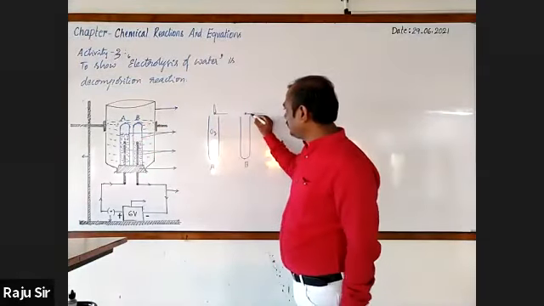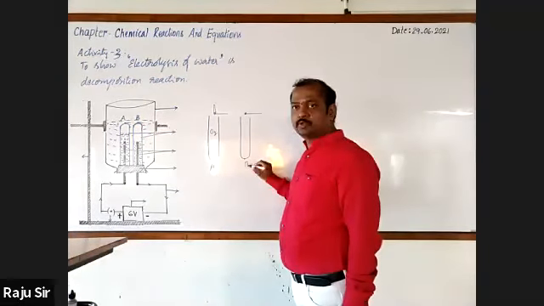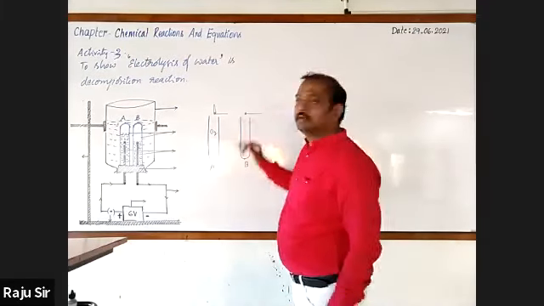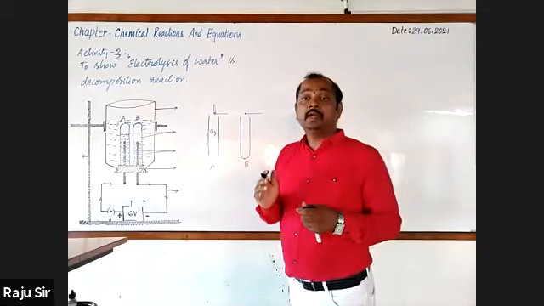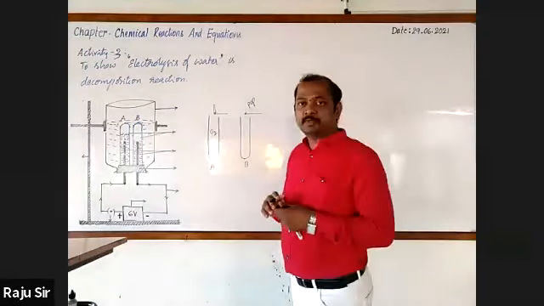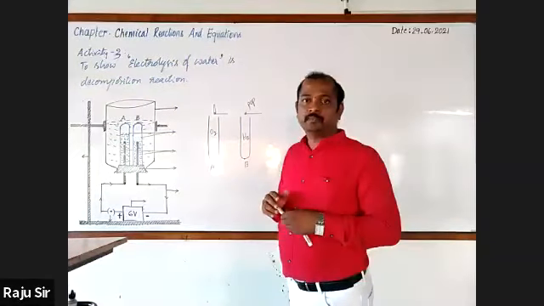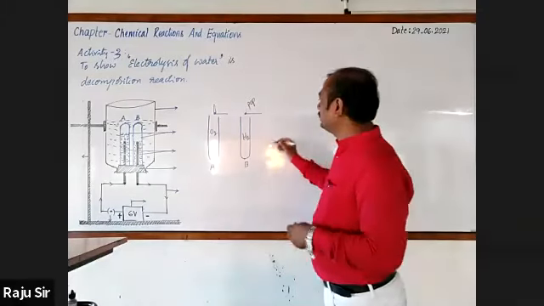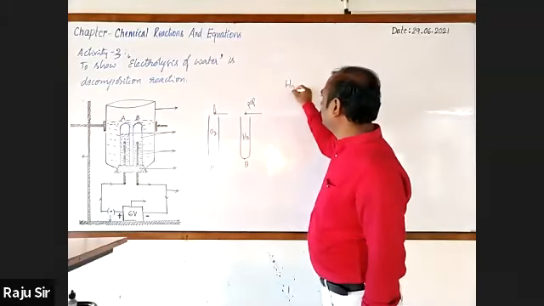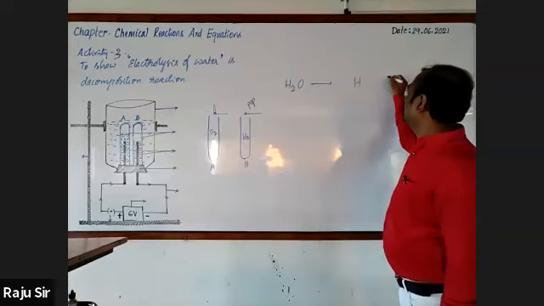Next, similarly, you will bring the lighted matchstick nearby the mouth of test tube B, and it will produce a pop sound. You know that a pop sound indicates hydrogen gas is liberated. Clear? So here, from this experiment, we can come to know that water gets split up into hydrogen and oxygen.